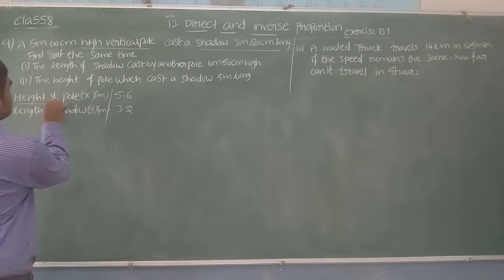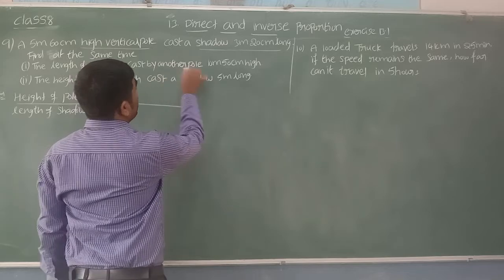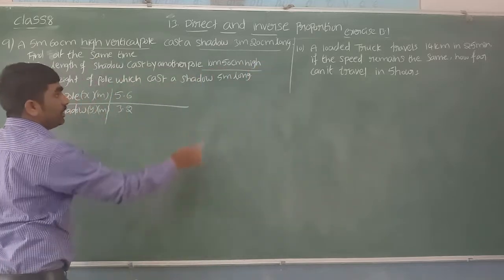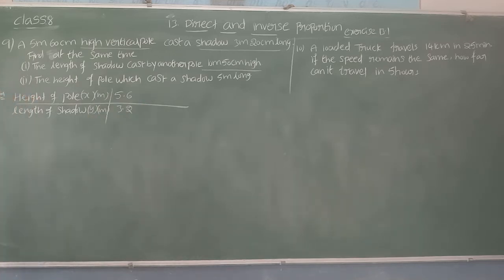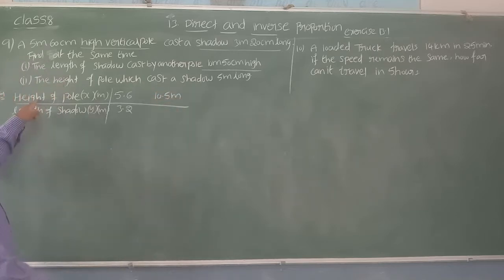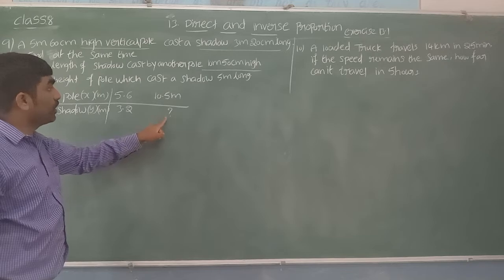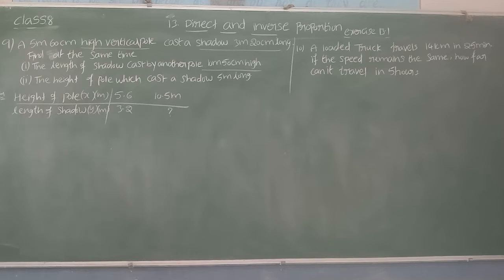At the same time, they are asking the length of the shadow cast by another pole, 10 meter 50 centimeter height. Here they give the height. So what is the height of the pole? 10 meter 50 centimeter we can write as 10.5 meter. We have to find the length of the shadow of this 10.5 meter vertical pole.